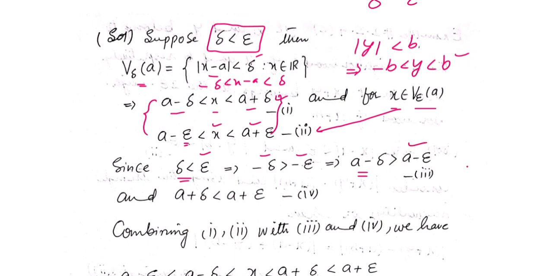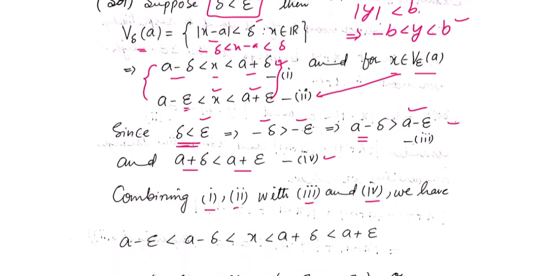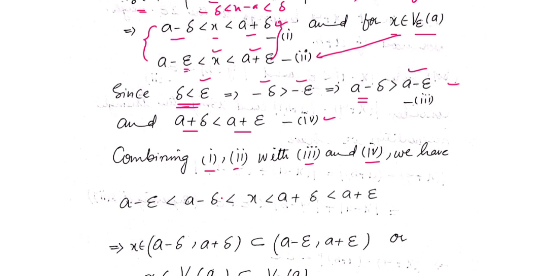Say this is inequality number 3. Similarly, when you add a on both sides of the inequality delta less than epsilon, the sign of inequality will not change, and this becomes a plus delta less than a plus epsilon. Say this is 4. Now combining 1, 2 with inequality 3 and 4. In inequality number 1, this inner part, this is inequality number 1. Now from 3, you can notice that a minus delta is greater than a minus epsilon. So you can write a minus epsilon less than a minus delta. And from inequality number 4, you can notice that a plus delta is less than a plus epsilon. So replace a plus delta less than a plus epsilon.